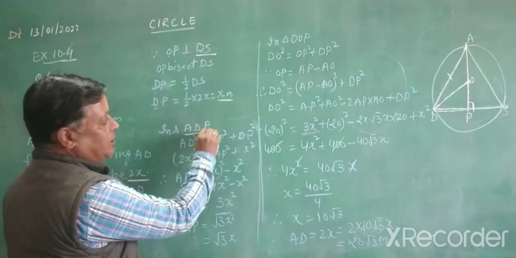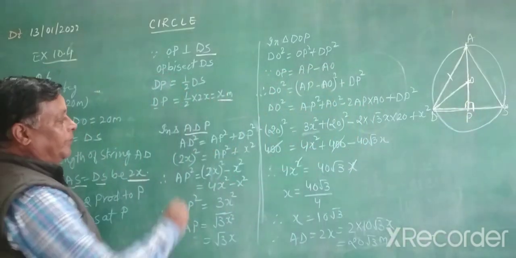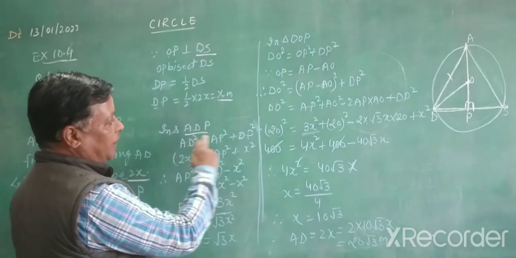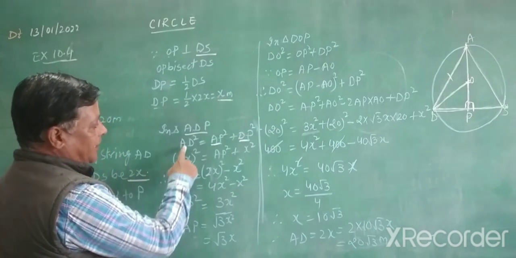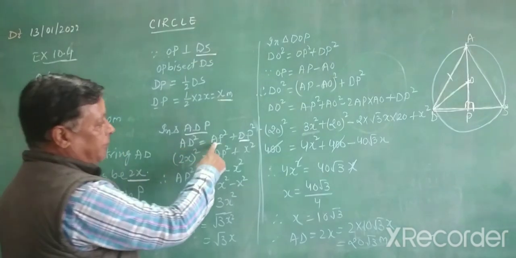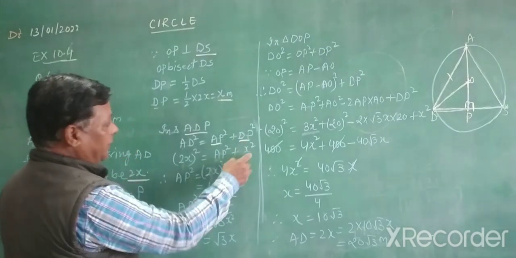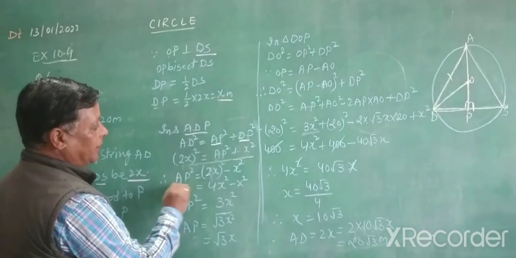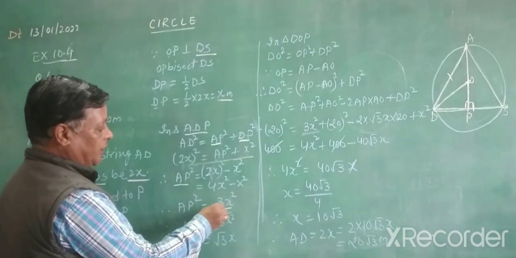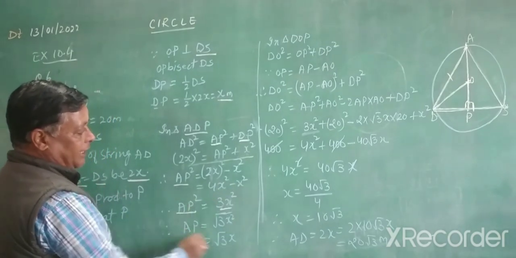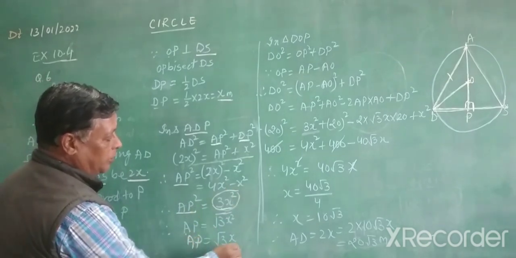In ADP, because P is a right angle, we use the Pythagoras theorem. AD square, that is hypotenuse square, equals AP square, perpendicular, plus DP square, base. AD is 2x as we have assumed. AP we don't have any value. DP is x. So we find the value of AP square with this equation: (2x) square minus x square, 4x square minus x square becomes 3x square. So AP square is 3x square. Then we take the square root of this 3x square and we get the value of AP. So AP is root 3 x.